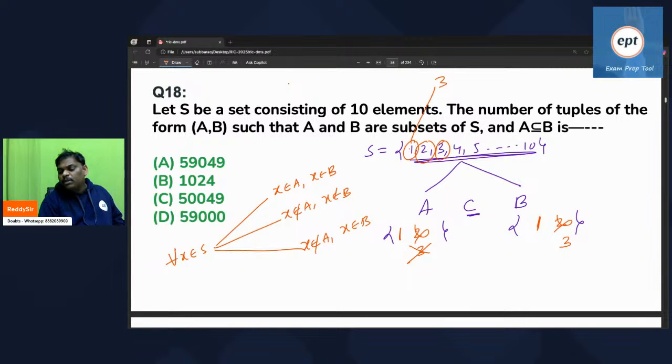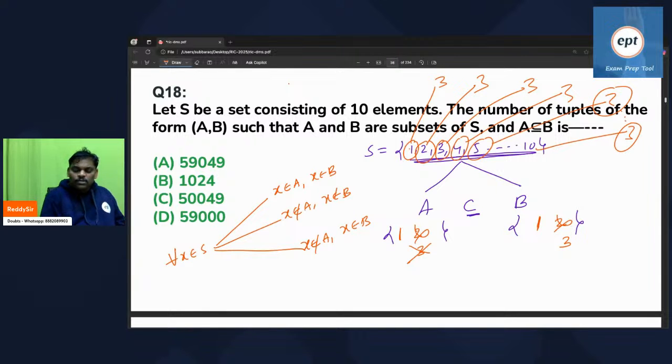Every element has 3 choices: keep only in the B group, keep in both groups, or don't keep. Every one has 3 choices. So 3 into 3 into 3 into 3, and so on. Right? 3 power 10. The answer is 3 power 10.